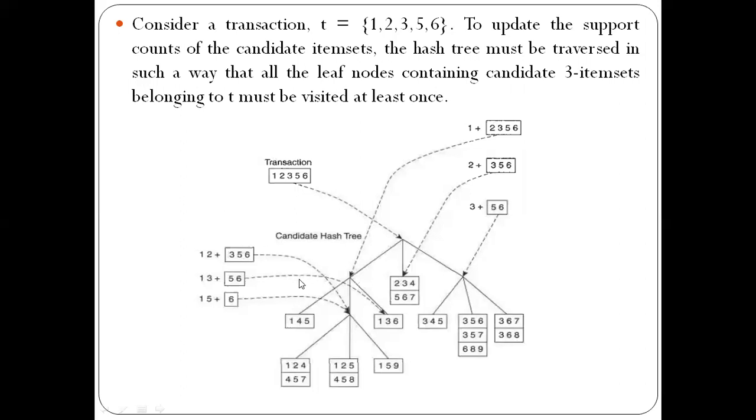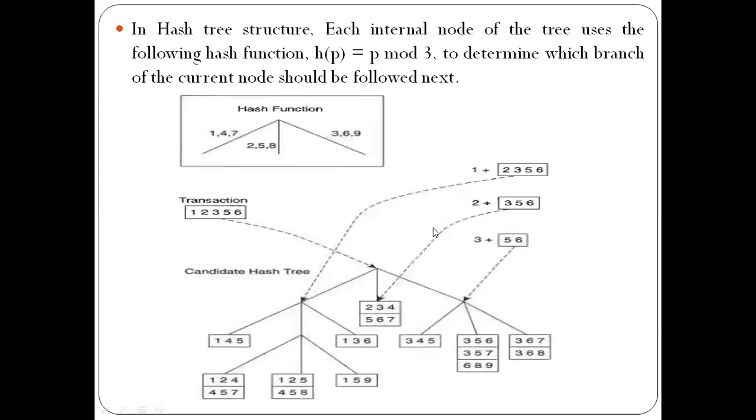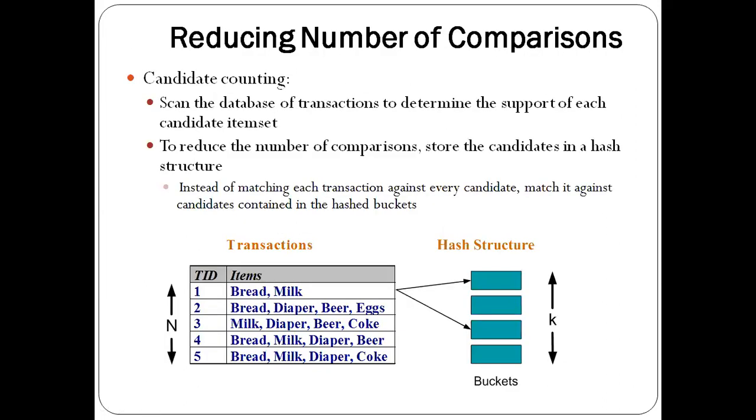After hashing, we will count the support count. Because of that, there is a decrease in the number of comparisons in the case of the hashing approach. So this is about the hashing method that is used for performing the support counting.